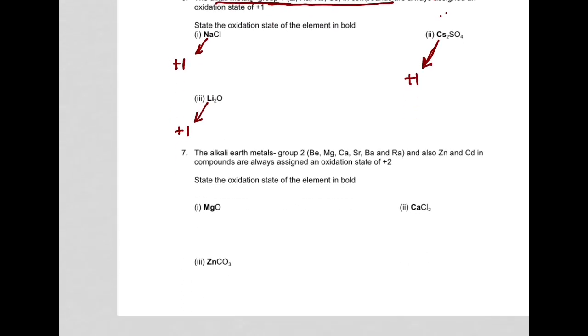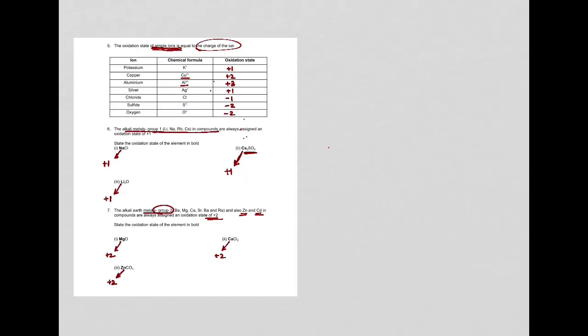Next one. The alkaline earth metals, these are the group 2 metals. Group 2 metals, along with zinc and cadmium, are always assigned oxidation state +2. So magnesium group 2 +2, calcium group 2 +2, zinc +2. Now these are the basic rules, and we're going to use these basic rules to find the oxidation state of elements that we don't know. Let's take one example.